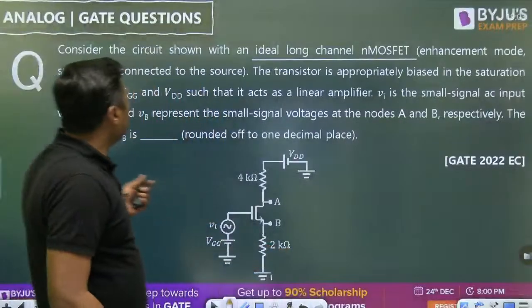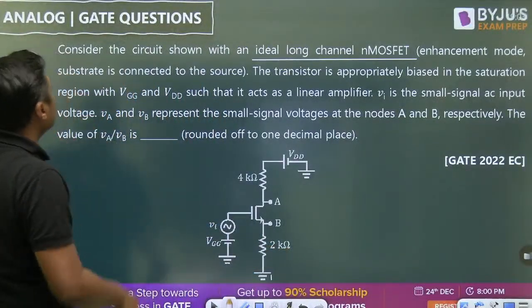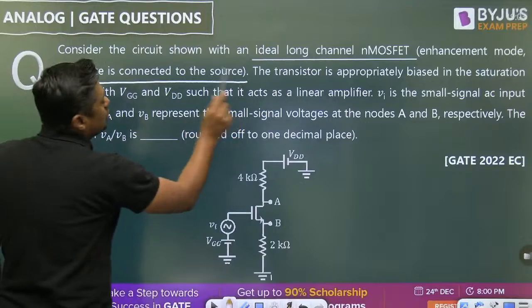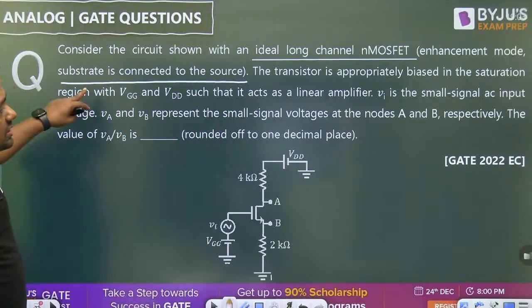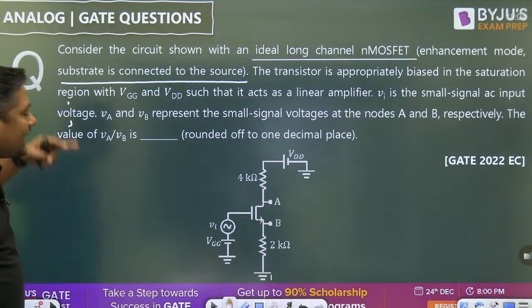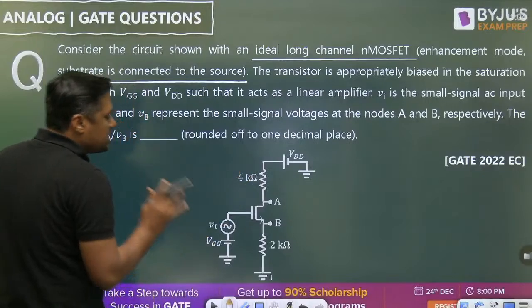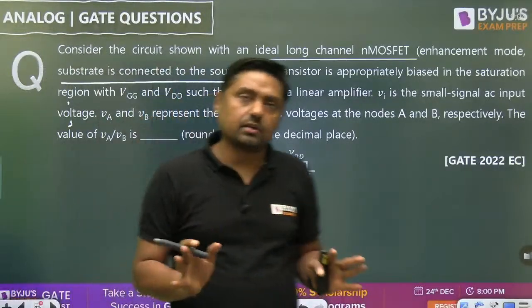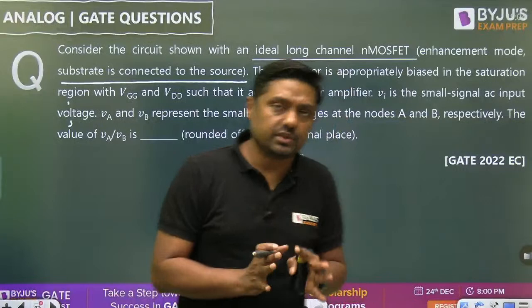So in every question they will write that in enhancement mode, the substrate is connected to the source. The transistor is appropriately biased in the saturation region. Already it is in the saturation region, and that's why the values of VDD and VGG are not given. So no need to check.